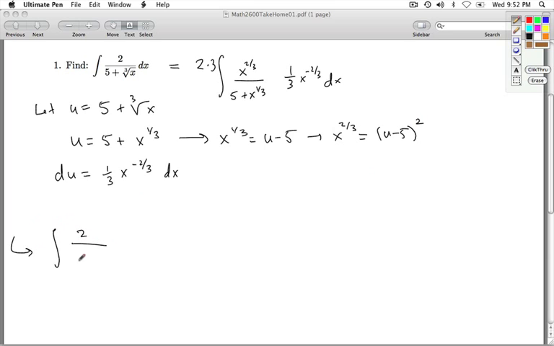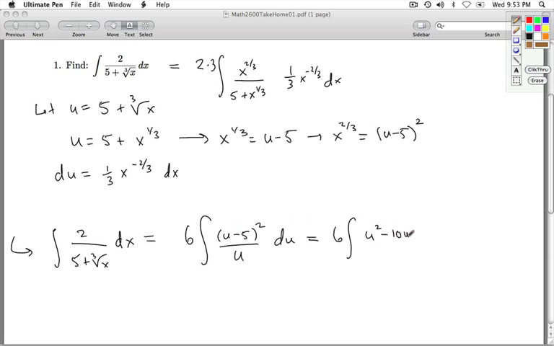So the integral of 2 over 5 plus the cube root of x dx is equal to 6 times the integral. x to the 2/3 is u minus 5 quantity squared, over 5 plus x to the 1/3, which is u. 1/3 x to the minus 2/3 dx is my du. So this is 6 times... now I can go ahead and start multiplying stuff out. u squared minus 10u plus 25, divided by u du.